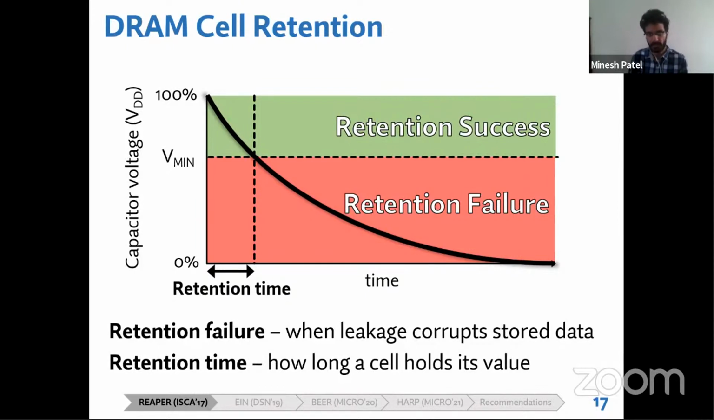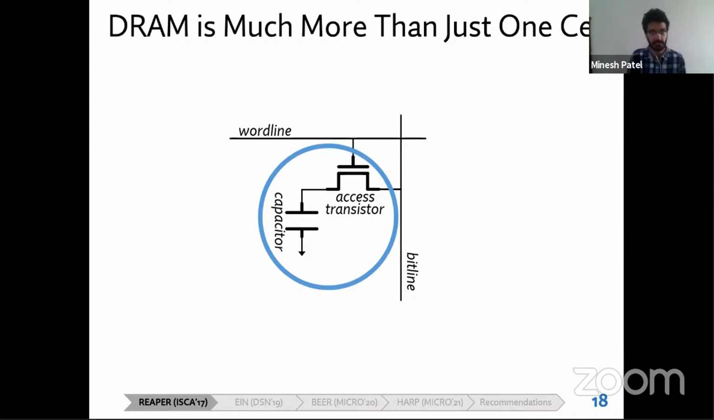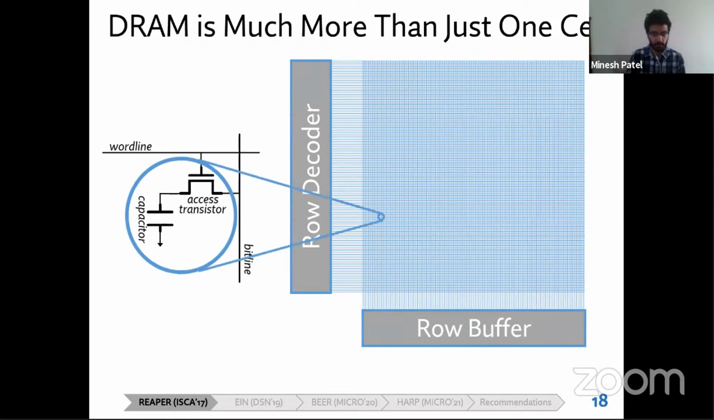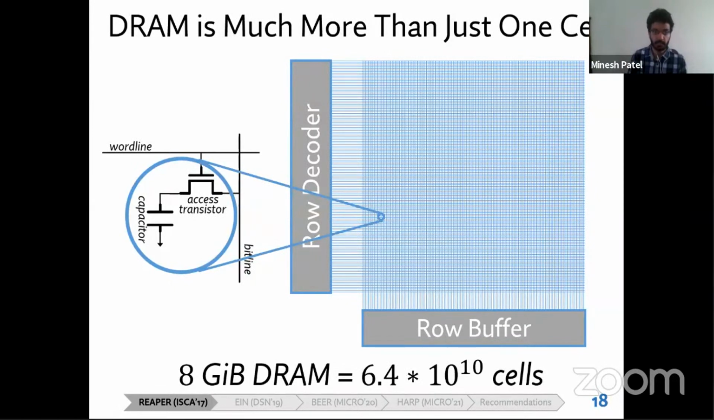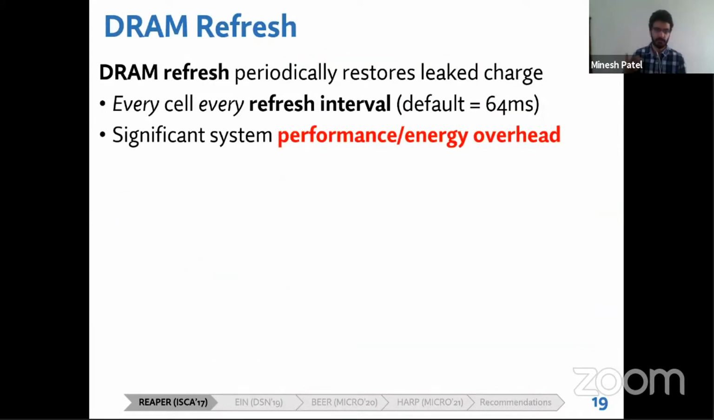Now we have to keep in mind that DRAM is much more than just a single cell. In fact, DRAM can be composed of hundreds of billions of cells. And as a specific example, an 8 gigabyte DRAM contains in excess of 64 billion cells. And we have to make sure that none of these cells experience a retention failure. So to this end, we use a process called DRAM refresh.